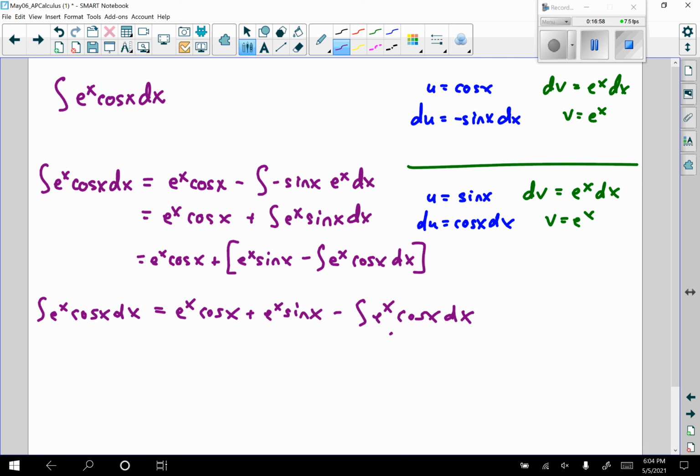And we're at the same spot we were the last time. So we would just add this to both sides. So we get 2 times the integral is equal to this. Divide by 2 and then put that plus c. All right, so sometimes what our last few examples have shown us, we need to repeat the process.